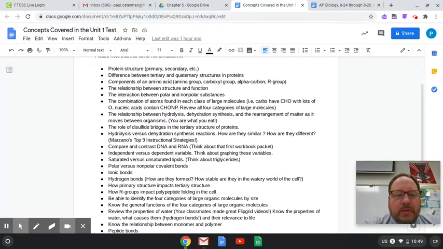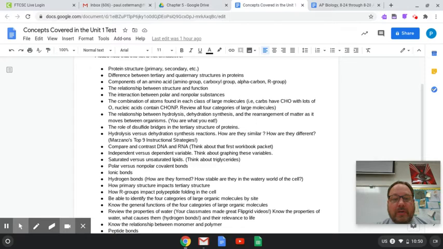So, looking at the first bullet there, protein structure, know the difference between primary structure, secondary structure, tertiary, quaternary, stuff like that. One key difference is between tertiary and quaternary. Tertiary structure is created by one polypeptide folding up, becoming a specific three-dimensional shape, and becoming an active protein. Quaternary structure is multiple polypeptides being linked together to create new proteins.